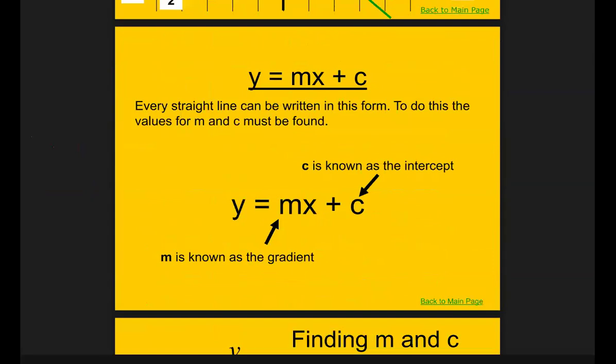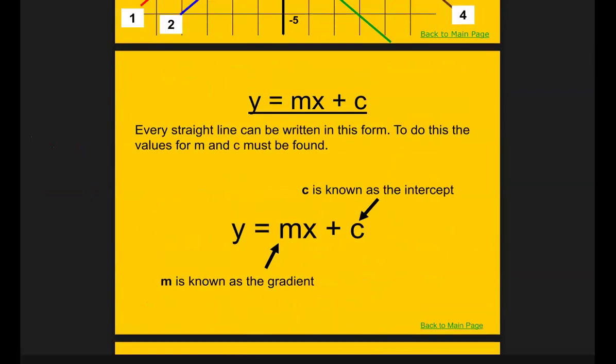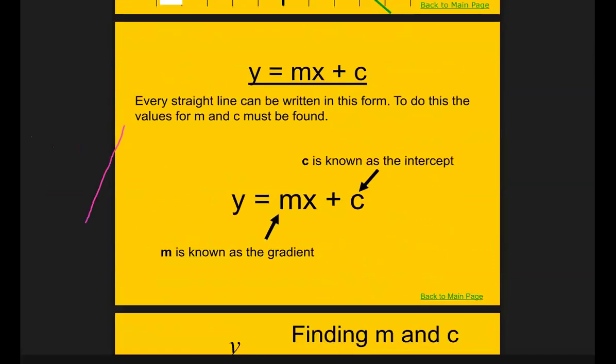So the m is the gradient. Don't forget, gradient is the steepness of a graph, how steep the graph is. For example, if we have graph 1 and graph 2, graph 2 is steeper than graph 1. The steepness of that graph is what you call the gradient. So m represents the gradient, x is the x coordinate, y is the y coordinate, and c is the constant. Don't forget, m is the gradient.